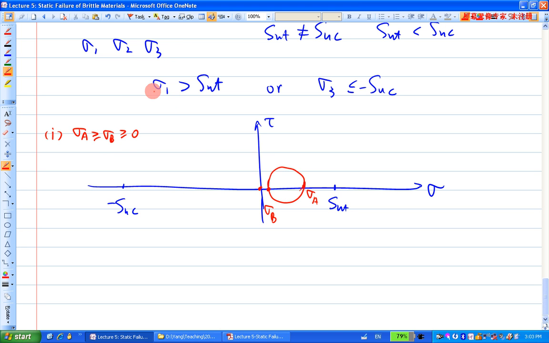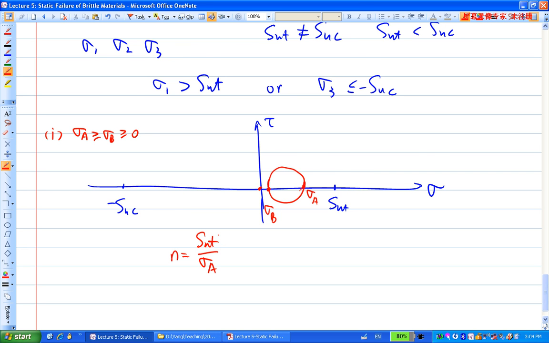The possibility is for sigma 1, which here is sigma A. So according to this case, your safety factor is always the ratio between these two. If sigma A is greater than SUT, in other words, the circle's right side moves beyond here, you have a failure according to MSS. That makes sense? Not that hard to understand.